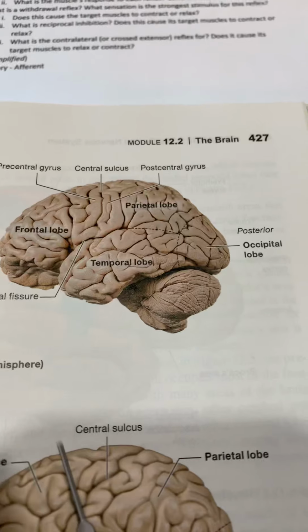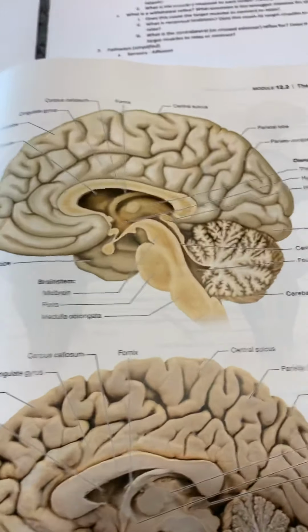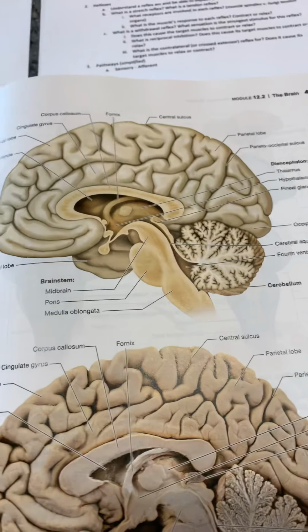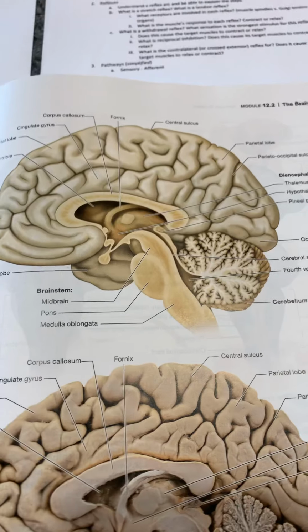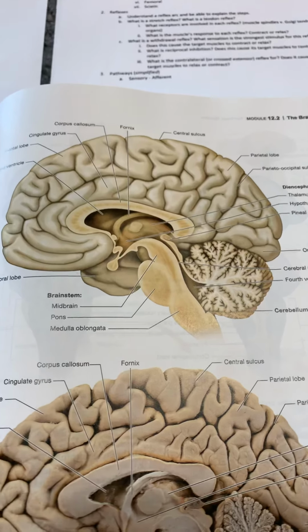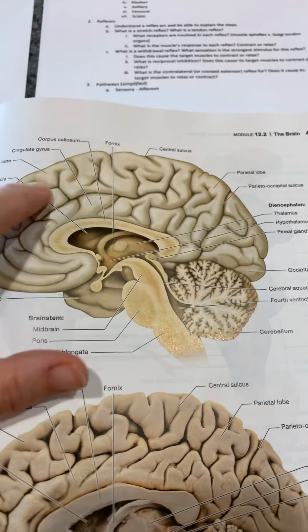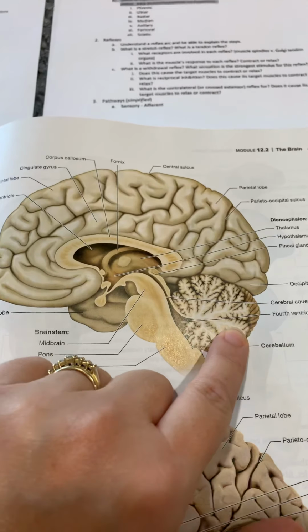But anyway, the major parts of the brain, I want to actually use a mid-sagittal view of the brain. This is what you'll probably see mostly in lab. The reason I like to use this diagram, which is on page 435, is because we can see all the parts. We can see the lobes. Okay, so we see the lobes of the cerebrum. Okay, we see the cerebellum.